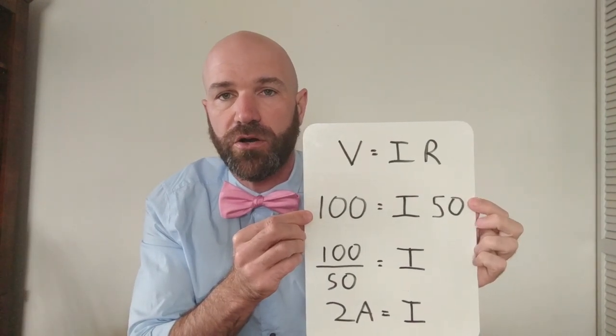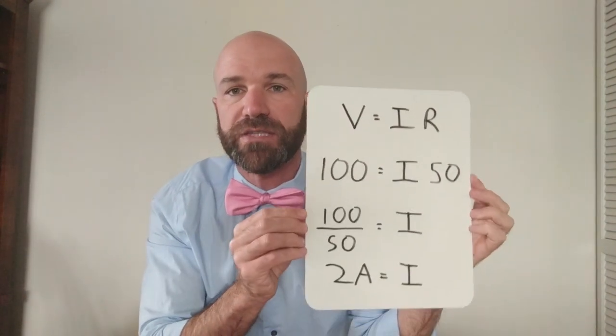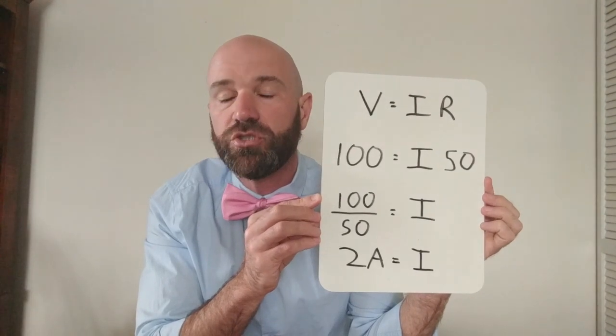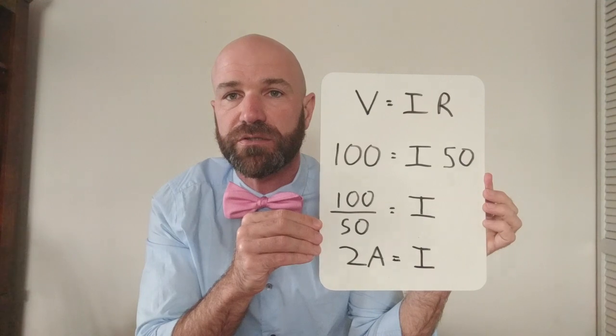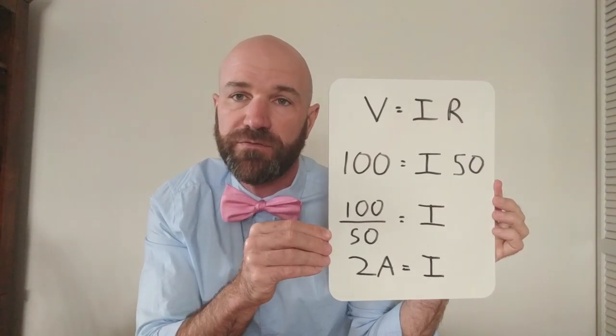So it's pretty simple, where we would just take the 100 volts, plug it in for V, there's our 50 ohms, and then we just solve for I by using algebra, and you see you're going to get 2 amps or 2 A of current through that resistor. That's the simple way of using V = IR.